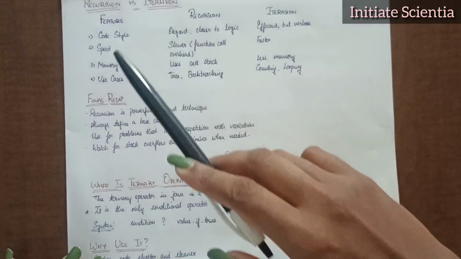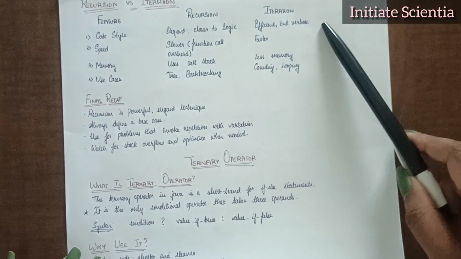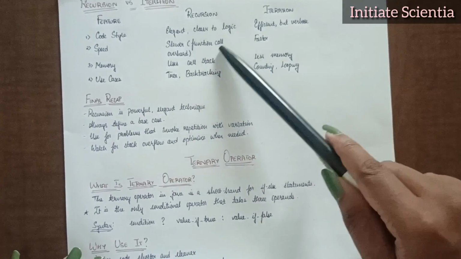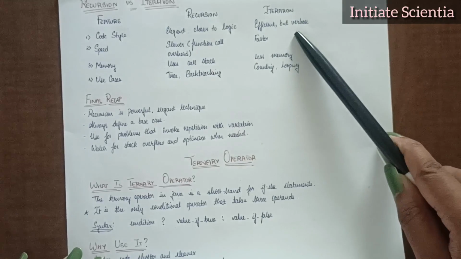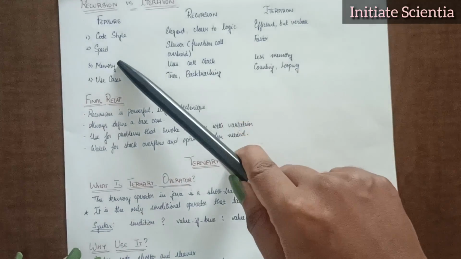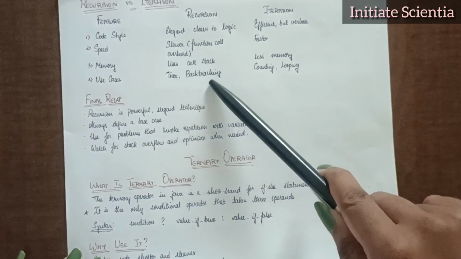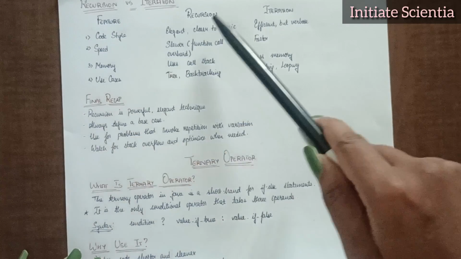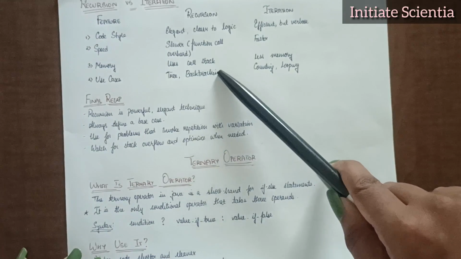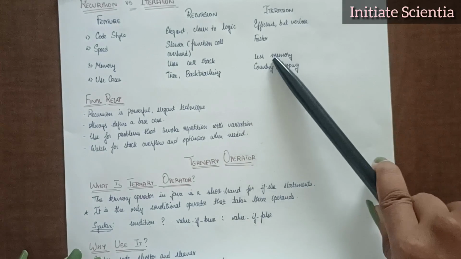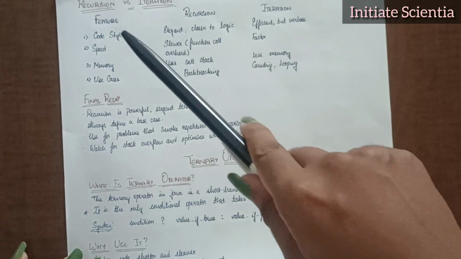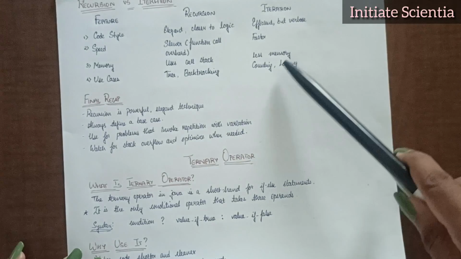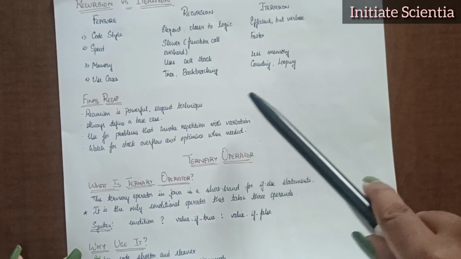Recursion versus iteration. Feature: code style. Recursion is elegant, closer to logic. Iteration is efficient but verbose. Feature: speed. Recursion is slower due to function call overhead. Iteration is faster. Feature: memory. Recursion uses the call stack, and iteration uses less memory. Feature: use cases. Recursion: trees and backtracking. Iteration: counting and looping.